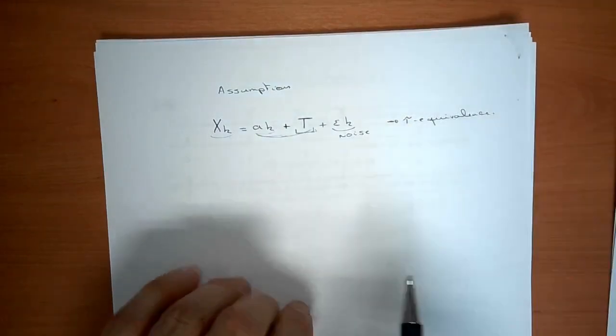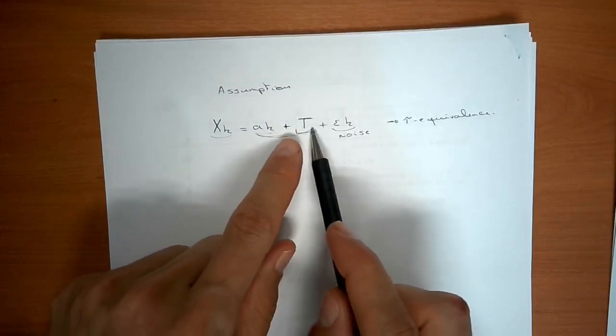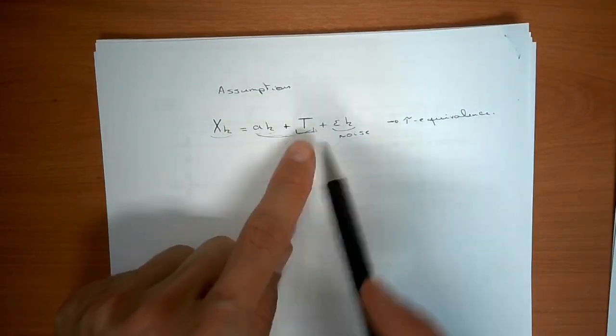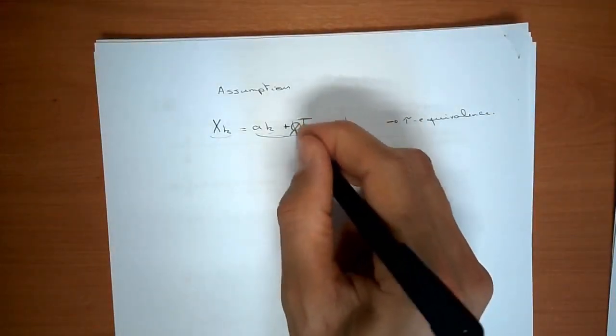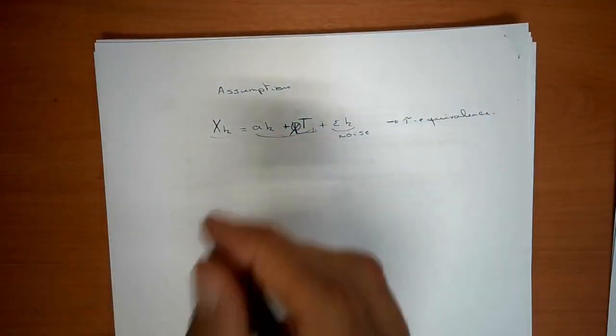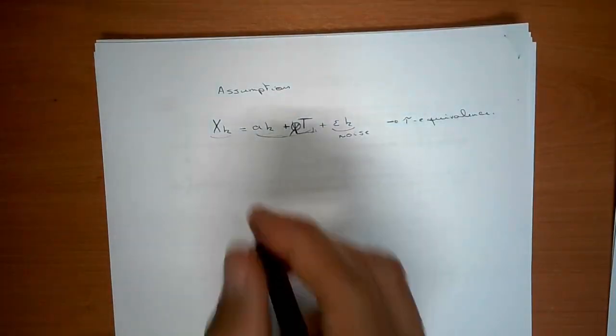Tau equivalence basically means that this T, which is one-dimensional, is common to every question. If you look at it, there's a coefficient in front of T, and this is always equal to 1. There's no difference in scale over the different questions. That's the main underlying assumption for this model. Okay, there are a couple of other assumptions that need to be stated.